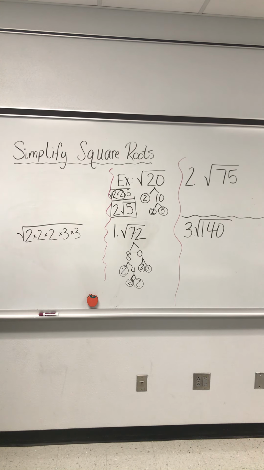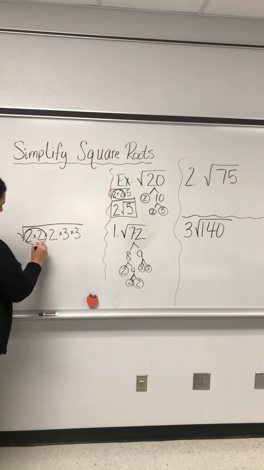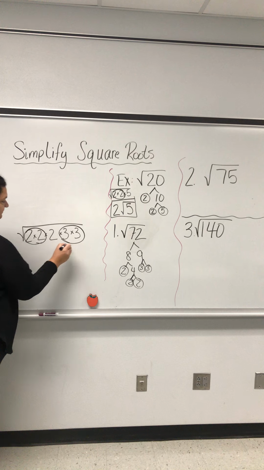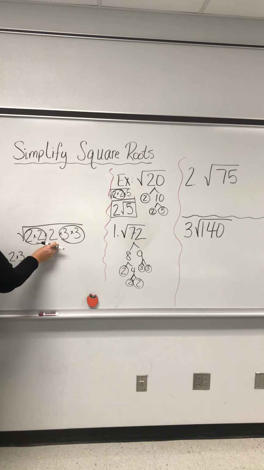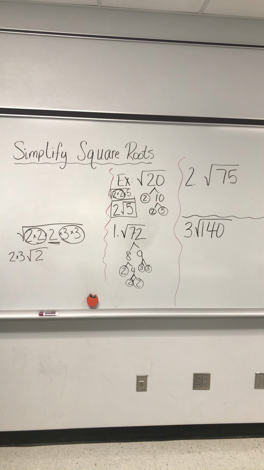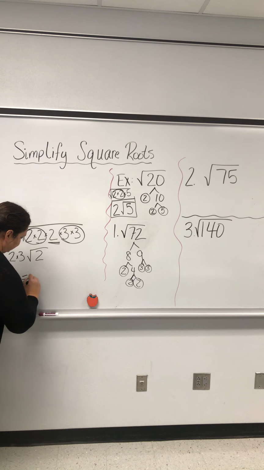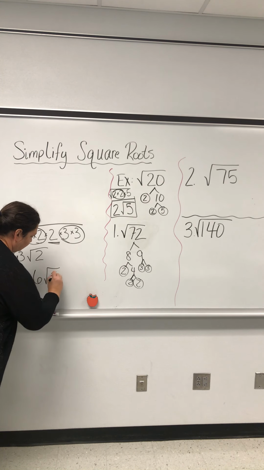Now we're going to find our buddies. We're going to find our pairs. We have a pair here, and we have a pair here. What do we do when we have 2 pairs that need to come to the front? We will multiply together. So we have 2 times 3. And then the leftover right here will stay in the square root sign. And then in your calculator, what is 2 times 3? 6. So our final answer will be 6 square root 2.